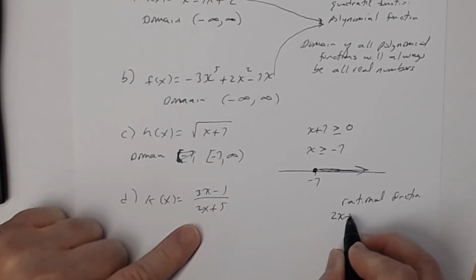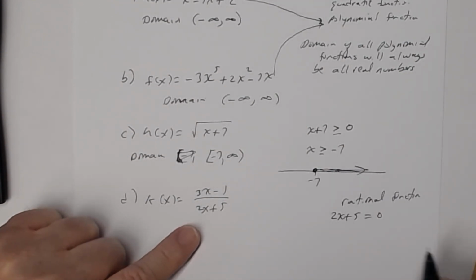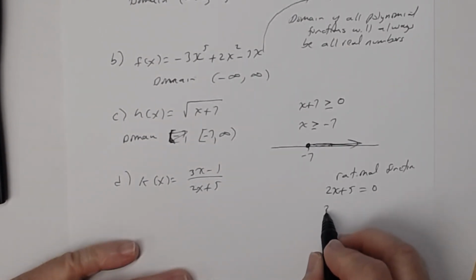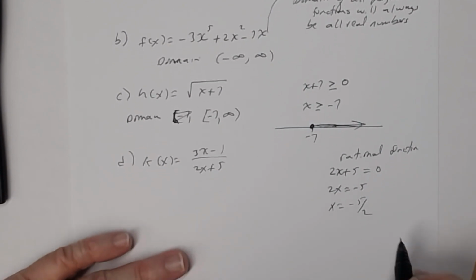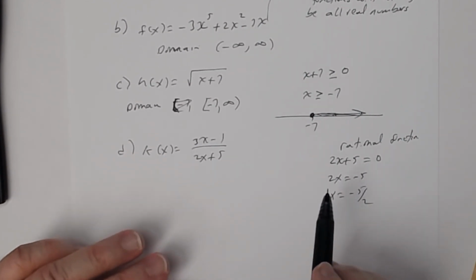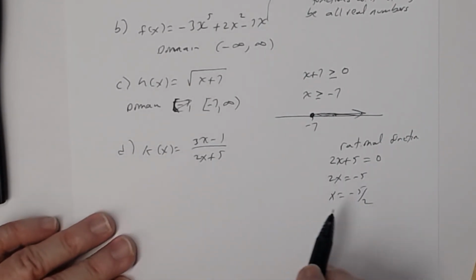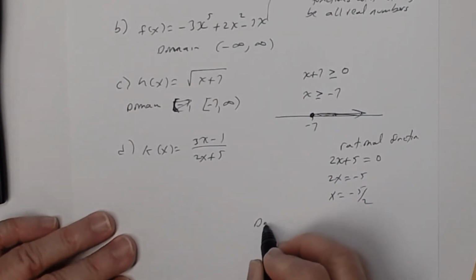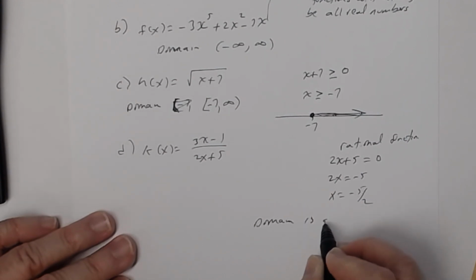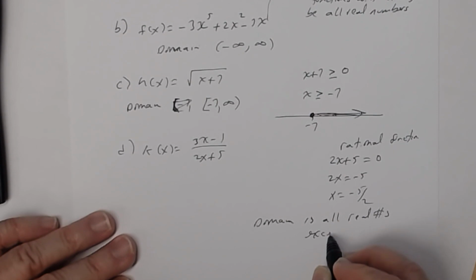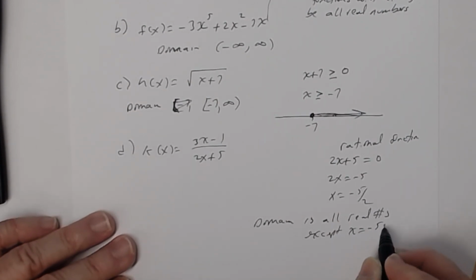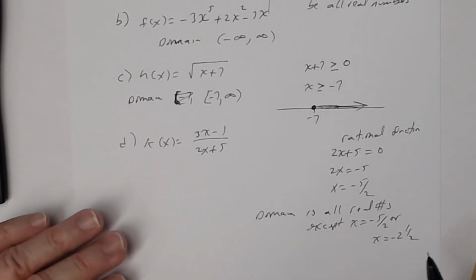So you're going to say 2x plus 5 equals 0, and solve for x. So when I solve for x, I get 2x equals negative 5, and so x is negative 5 halves. All right, so what that means is that my domain will be every real number except this. Domain is all real numbers except x equal negative 5 halves, or x equal negative 2.5. All right, so that's the domain.